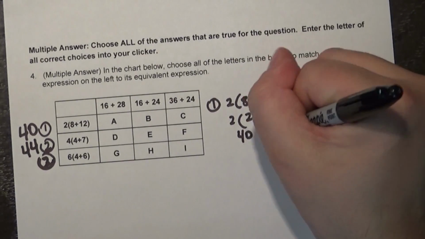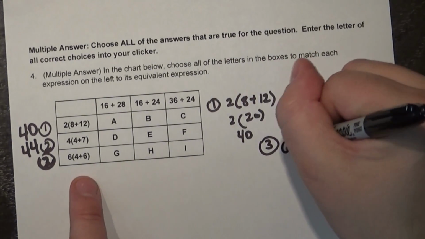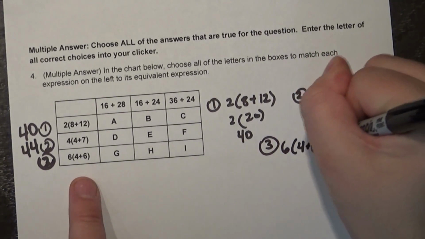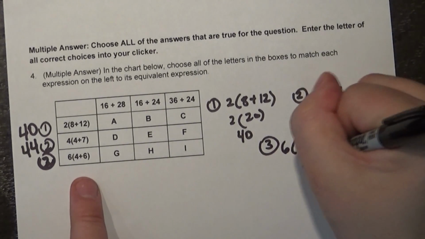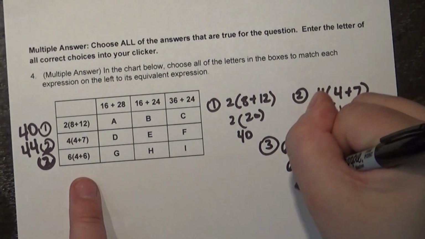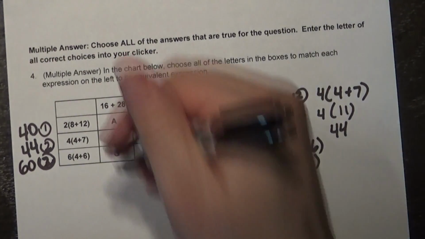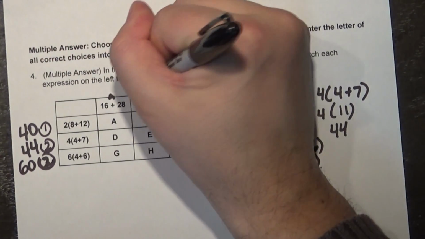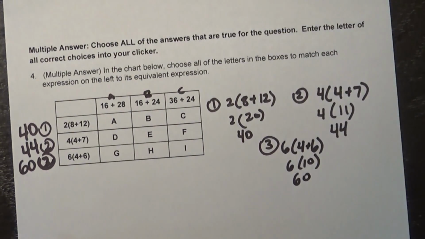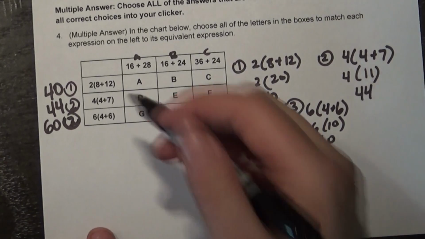And then for number 3, which I'm going to squeeze here in the middle, that's 6 times 4 plus 6. Well, 4 plus 6 is 10. So 6 times 10 is 60. So I'm going to write 60 over here. Now I'm going to call these A, B, and C. Just for labeling purposes, maybe this is going to make it a little easier to figure out where I'm at.